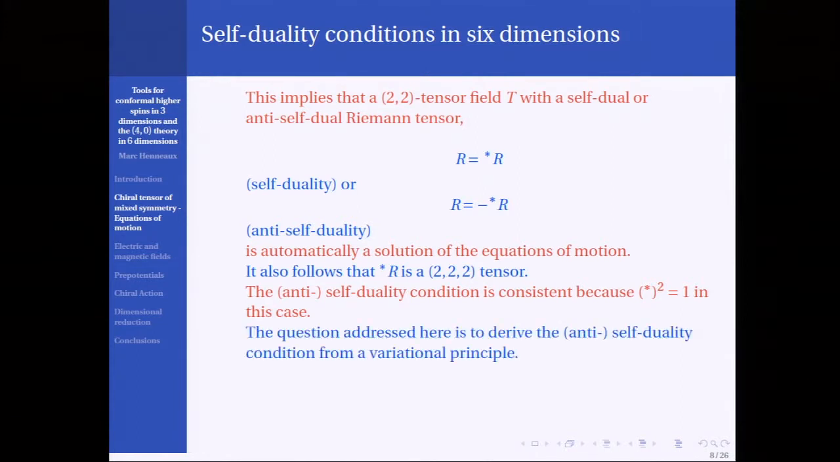And the question I want to investigate is how to derive these equations, or these equations for definiteness. I will look at the self-duality case. The other cases are treated similarly from a variational principle.